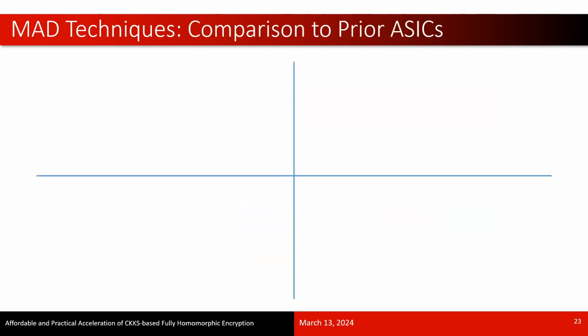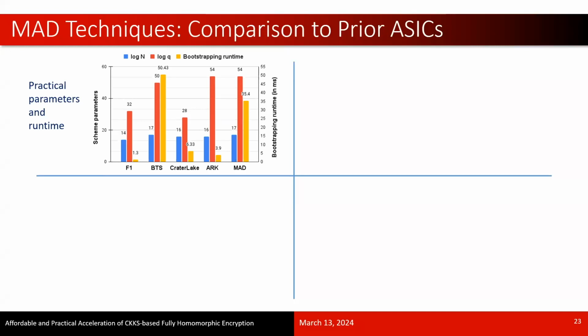Now we come back to our ASIC proposals and compare the performance of these optimizations to the prior ASIC proposals. So we used a practical parameter set for our memory-aware design optimizations and achieved a better bootstrapping runtime in comparison to BTS, because it uses similar or almost similar parameters to what we have.